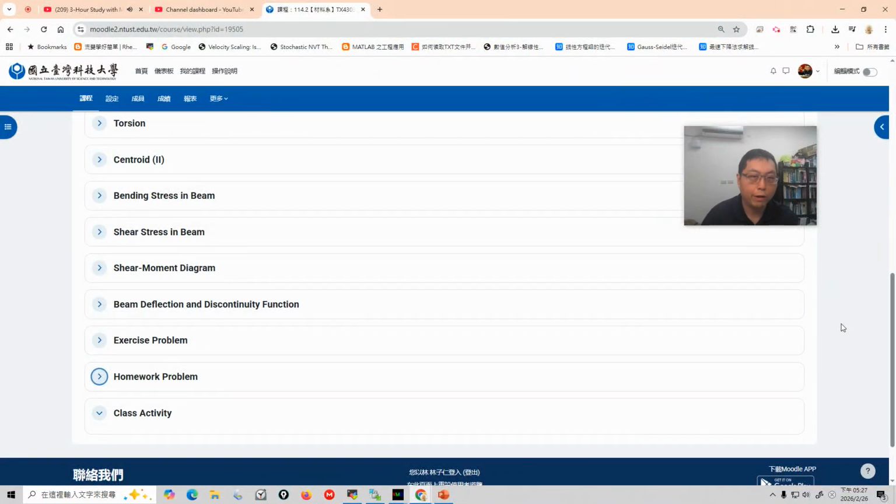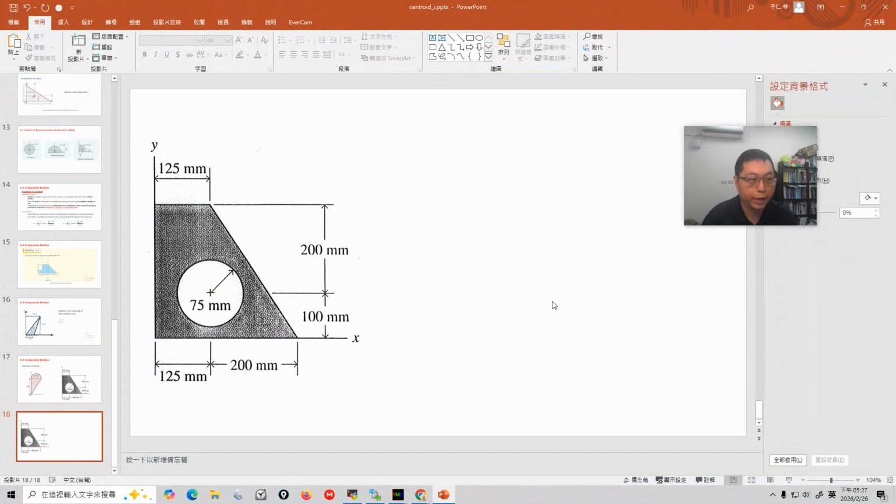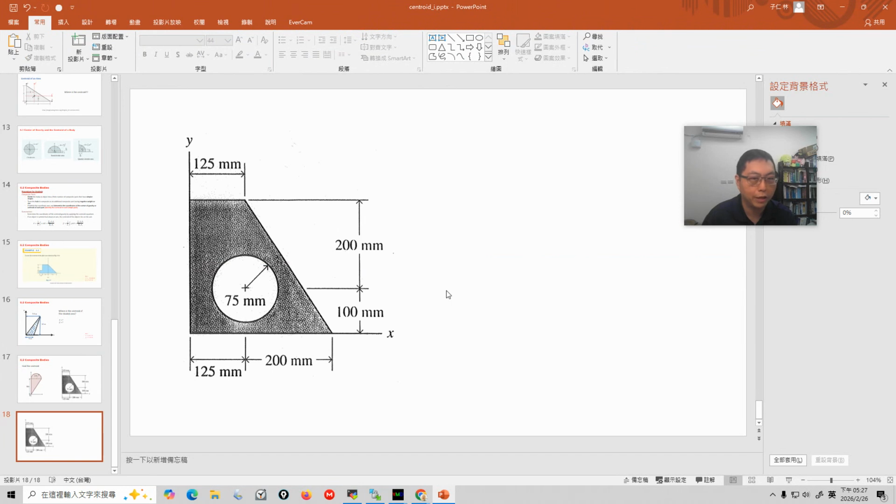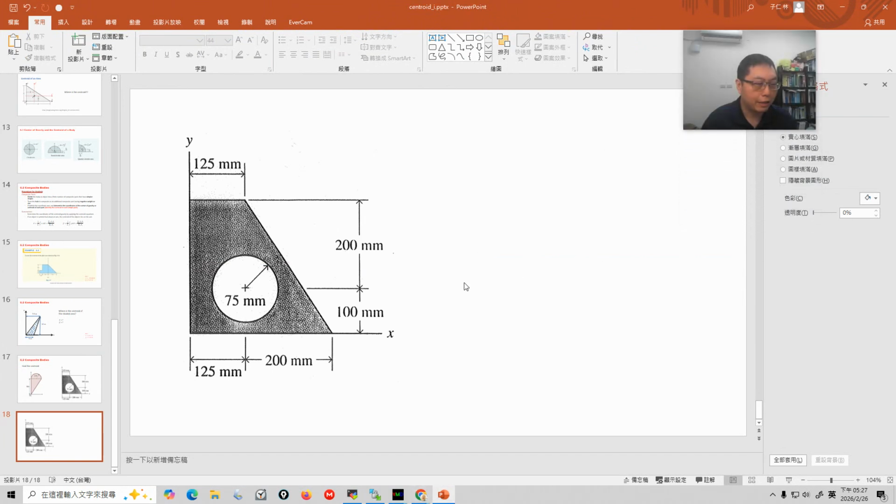Okay, hello everyone. This video is going to talk about how to calculate the centroid of a composite body or composite area, and this one is a special problem. I want to do some demonstration. It's a trapezoid shape, but there is a hollow circle in the trapezoid. The problem is very simple: find the centroid of this area.